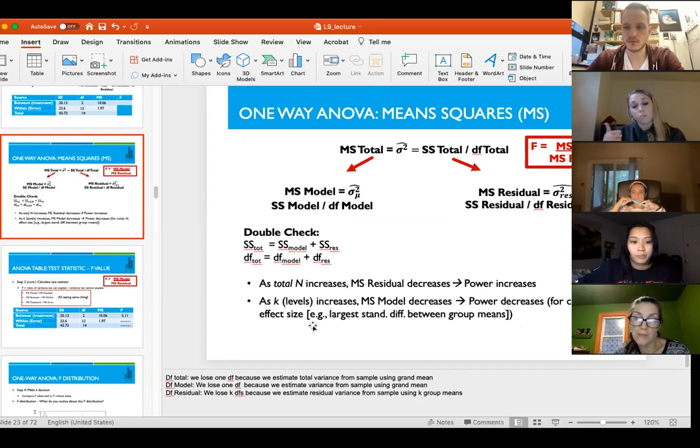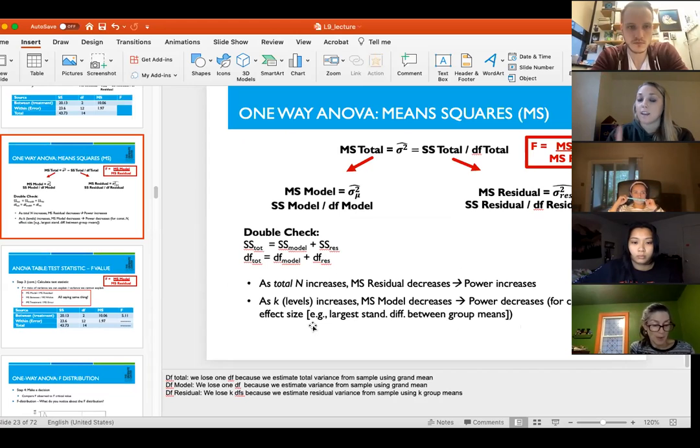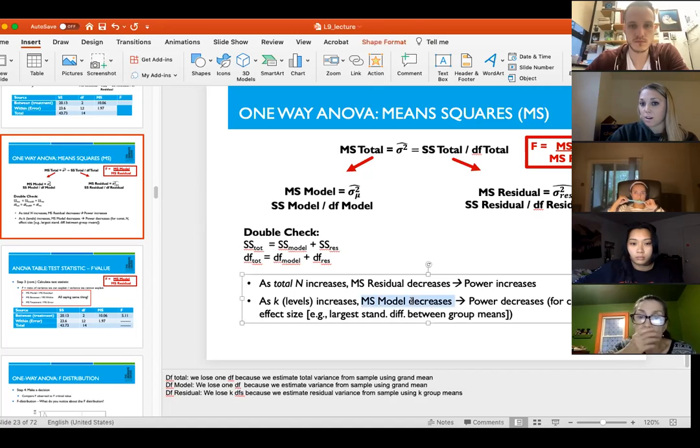As your total sample size goes up, your residual is going to decrease and you're going to increase your power, because as your error goes down, power goes up, right? As the levels increase, as your number of groups increases, your MS model number is going to decrease, which is going to then make your ratio smaller. That's going to decrease your power.